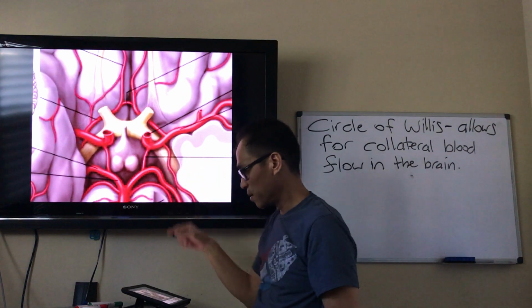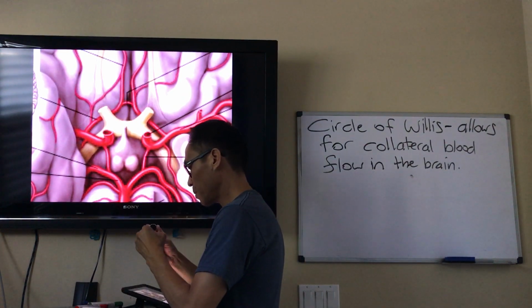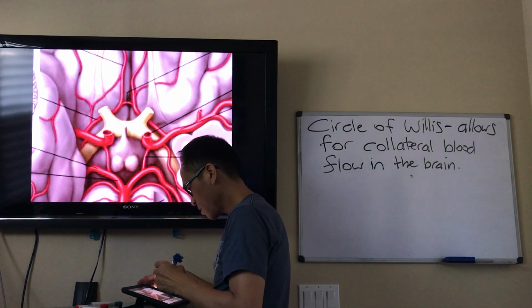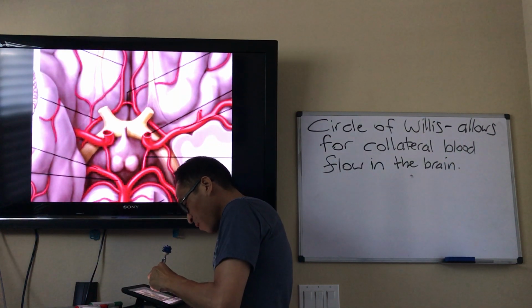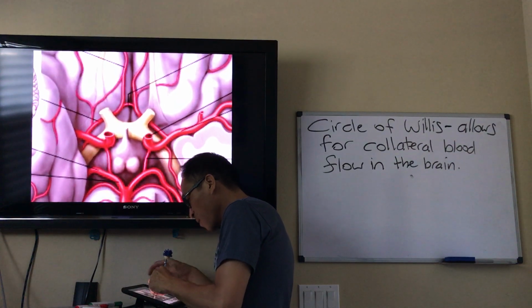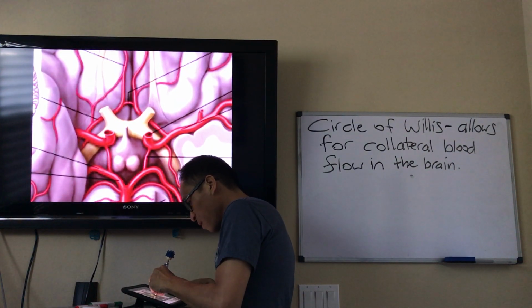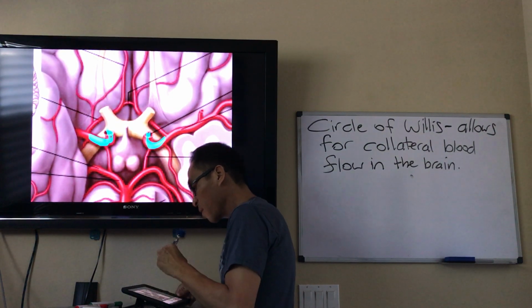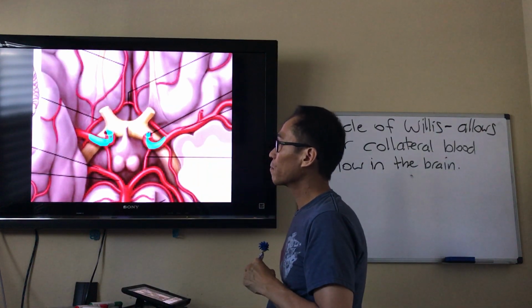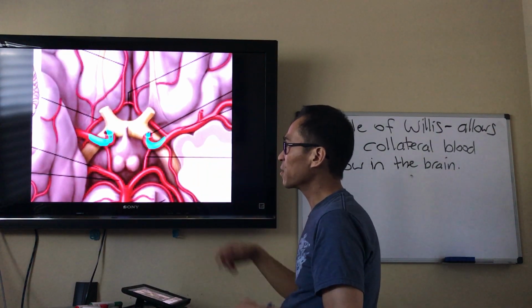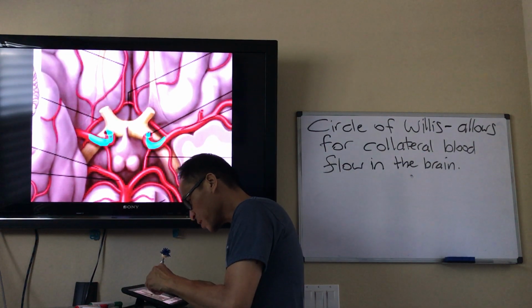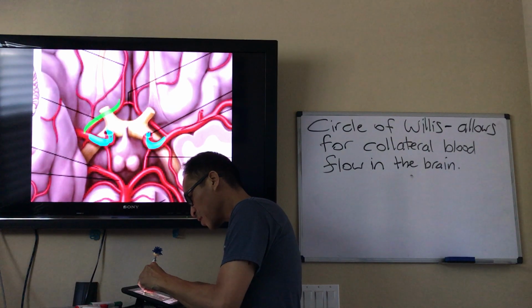Here it is cut. Let me highlight in blue where it's cut. Right here, in blue and in blue there. Now, there's a branch that goes forward here. I'll use a different color. How about green? This branch that goes forward is the anterior cerebral artery.